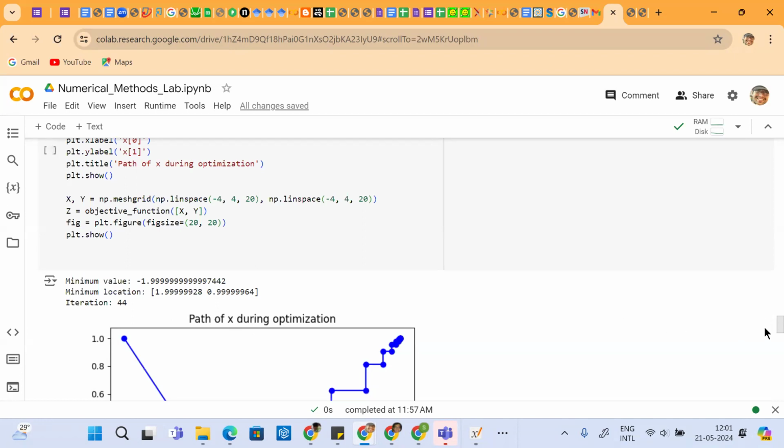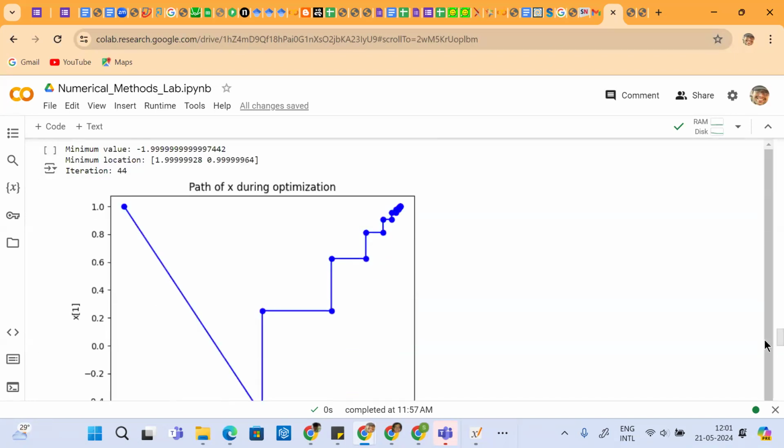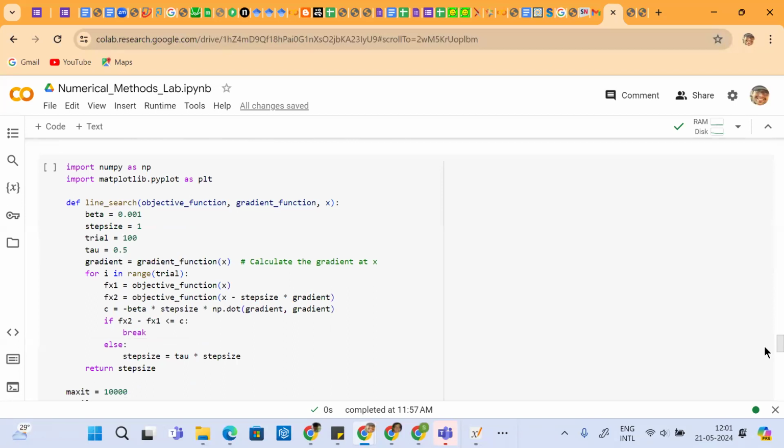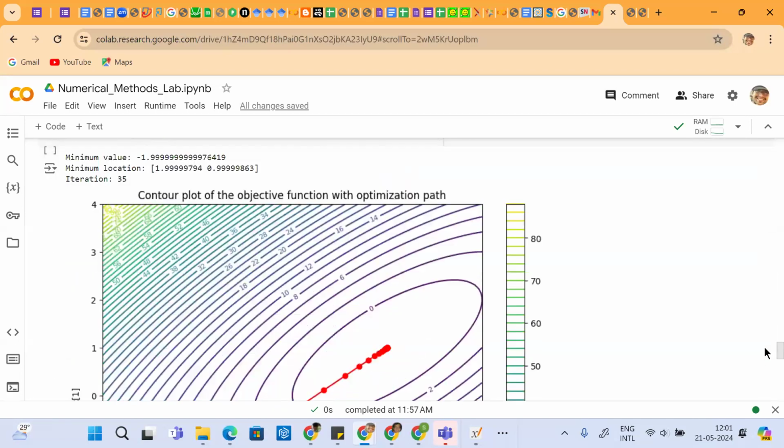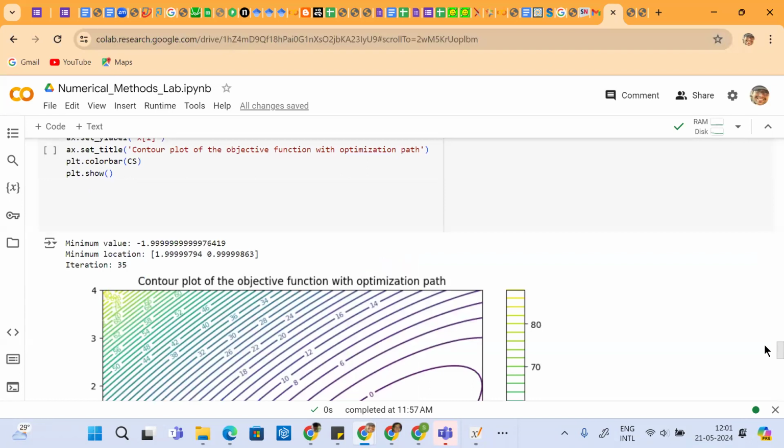Next, maybe I will talk about this. There is something better also. Yes, this is also a better algorithm. In another algorithm, you are reaching at 35 iterations. So obviously this one will win.